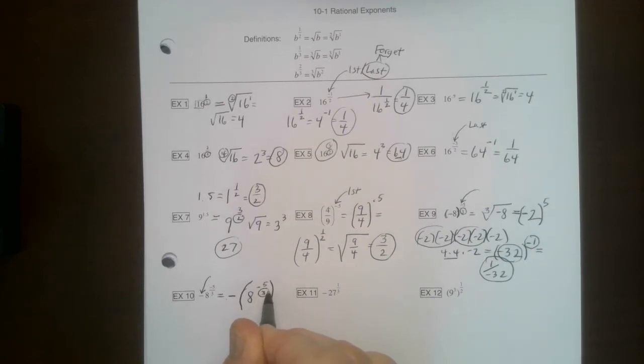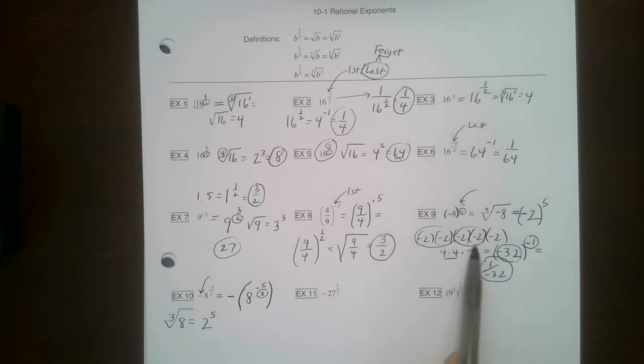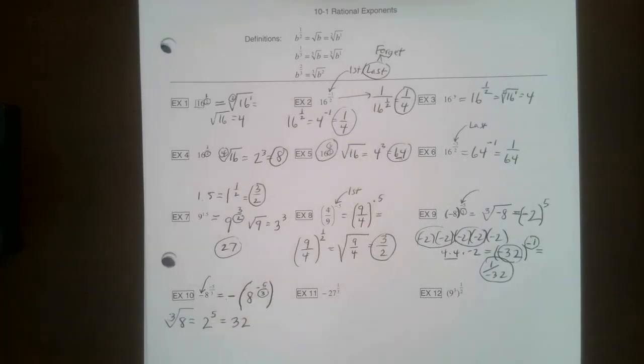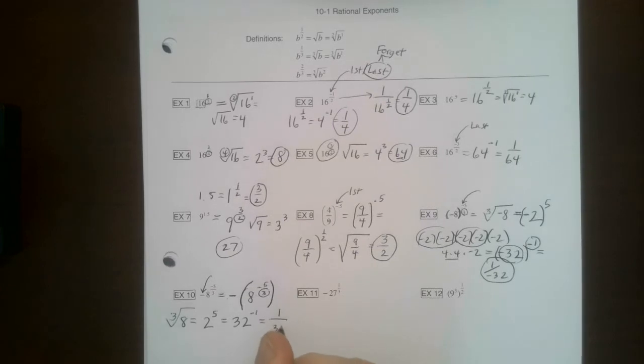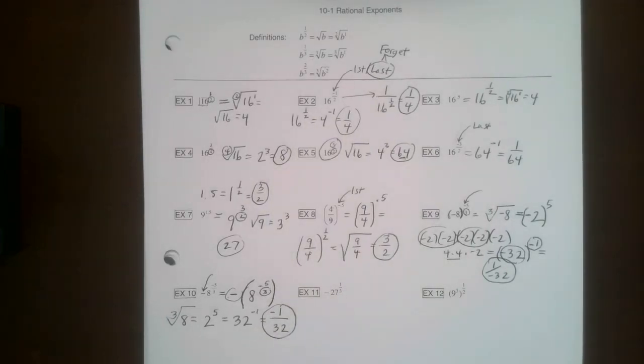So what is the cubic root of 8? Well, let me show my work. That's 2. And then I'm going to go 2 to the 5th. Remember, we just did negative 2 to the 5th is 32. So this has to be 32. And now we have a little negative exponent in there that we haven't dealt with yet. So it's 1 over 32. But there's a negative in front. So we're just going to slide it right in there and we're done. A lot of little steps there.